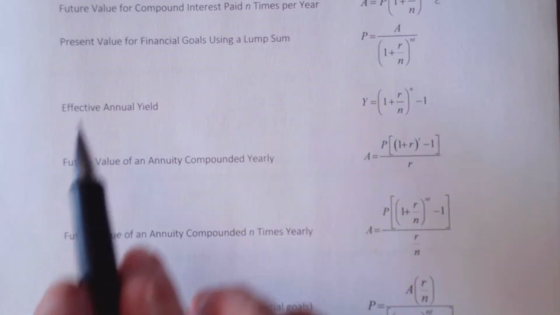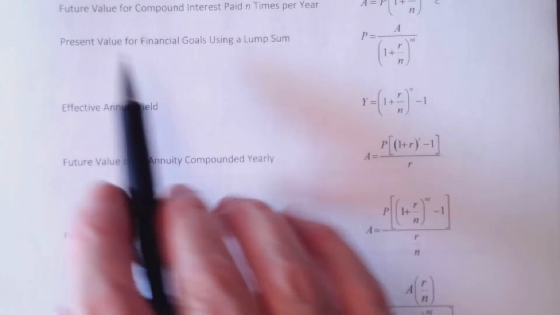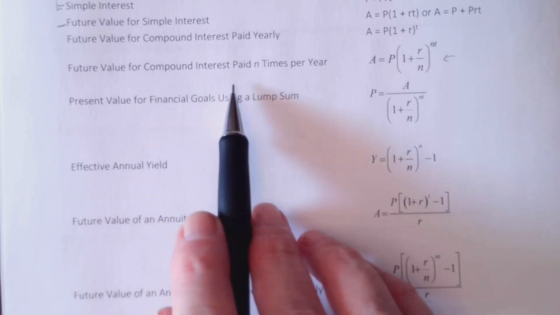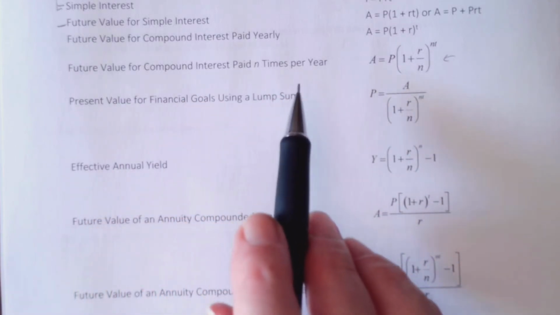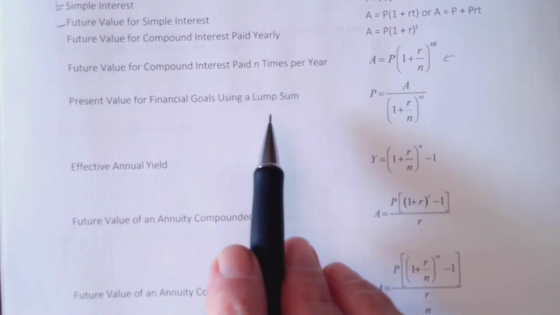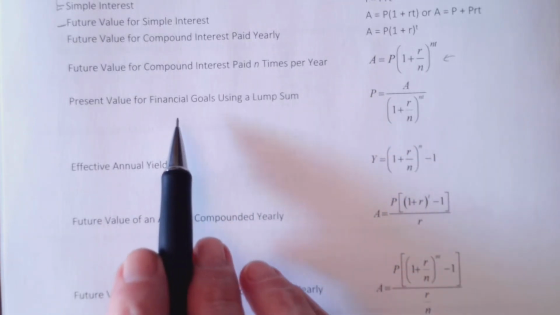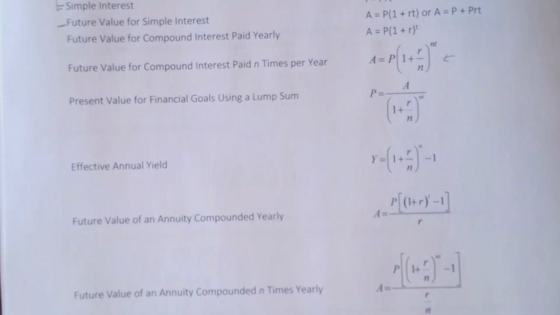So notice here, we just used this one, future value for compound interest paid n times per year. We're basically using the same formula because we're dealing with a lump sum. And we've got this financial goal. We want to have $50,000 in 6 years. So the key here is we're not making payments like monthly or yearly payments, so it's not an annuity formula. It's going to be this one here.